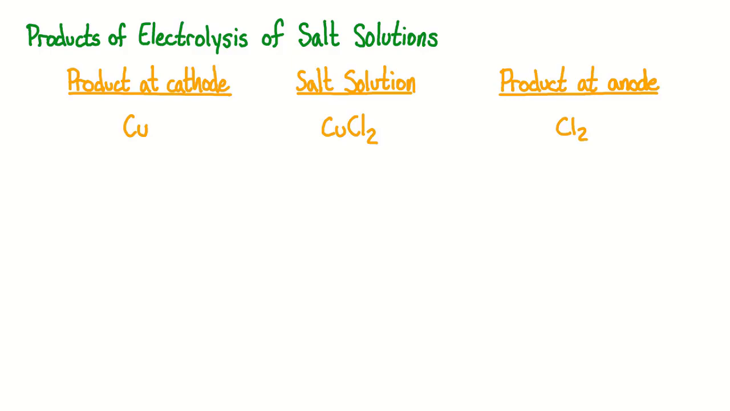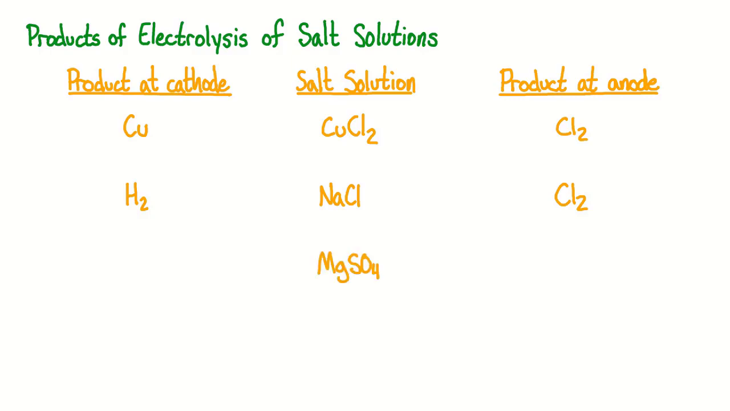gas at the anode. Based on this initial result, it's tempting to say that the product at the cathode and anode will simply be the elemental form of the cation and anion, respectively. However, this is not always the case. If we electrolyze sodium chloride, also known as brine, chlorine gas will be produced at the anode, as we might expect because of the presence of chloride ions in the initial salt solution. However, at the cathode, hydrogen gas is produced instead of the solid sodium that we might anticipate.